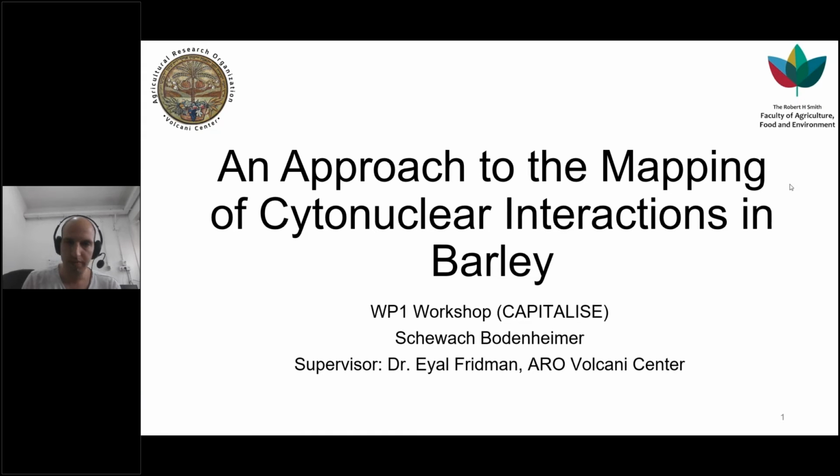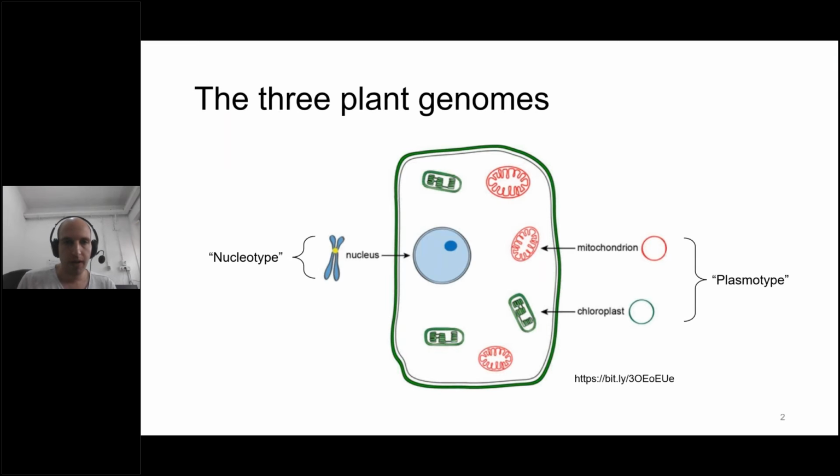Okay, great. So welcome to my presentation about mapping cytonuclear interactions in barley. Let's jump right in. Let's first have a look at a classical plant cell. What is actually interesting is that most of the mapping studies that we were also discussing before focus on the nuclear genome, with loci that follow Mendelian inheritance, which we call the nucleotype. But what we know is that there are also different genomes in the plant cell.